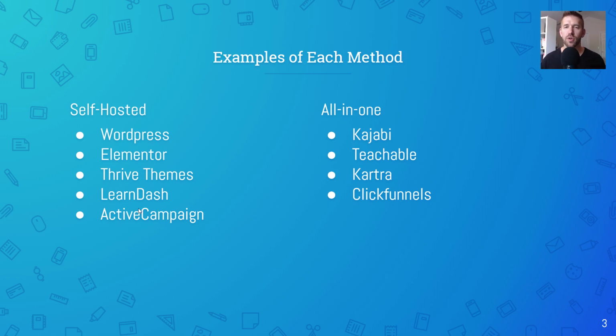So if you want to sell courses, you're going to want LearnDash or LifterLMS or Zippy Courses. Again, there's a ton of different options here. And ActiveCampaign is just an example of sending emails. They do have self-hosted email providers, but those tend to be a little technical to set up, not very accessible to the newbies out there.